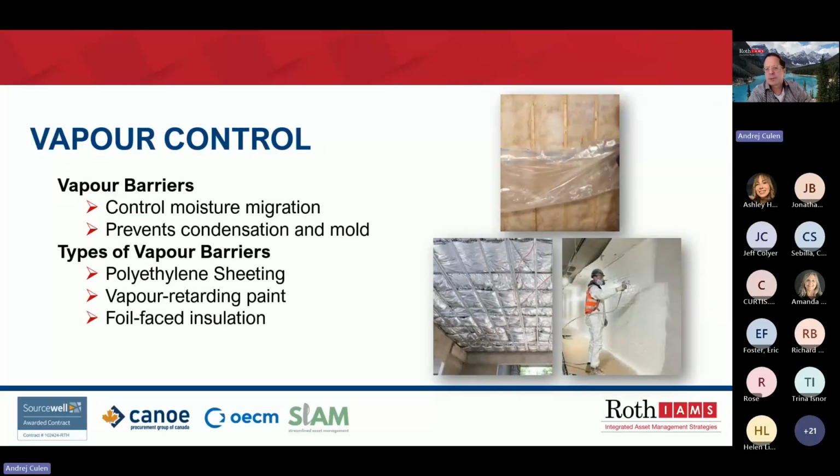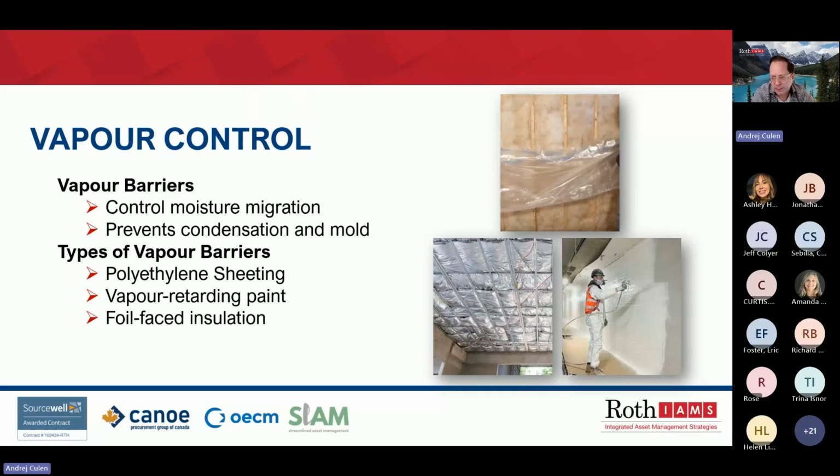Vapor barriers. Vapor barriers control moisture migration through the building envelope, preventing condensation and mold growth. Common vapor barrier materials include polyethylene sheeting, a durable and cost-effective option, typically used in walls and floors. Vapor retarding paint, specialized coatings that provide a moisture-resistant layer on interior surfaces. Foil-faced insulation, rigid foam or batt insulation with an aluminum foil facing that acts as a vapor barrier.